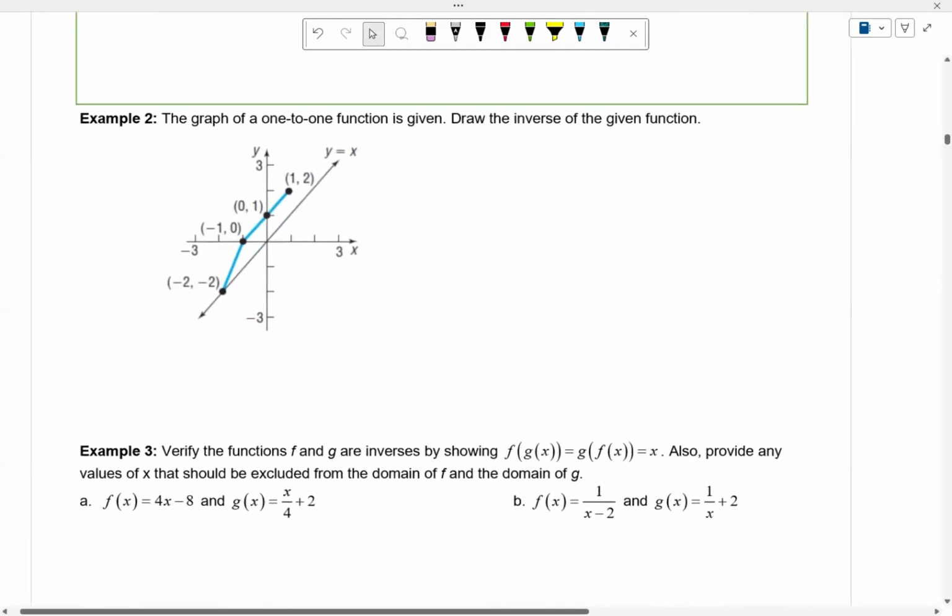Okay, help me draw the graph. Eileen, would you help? Thank you. So -2 becomes, okay, zero. Okay. Then we just connect the dots. And we recognize that these graphs are reflected over the line y equals x. Thank you, Eileen.